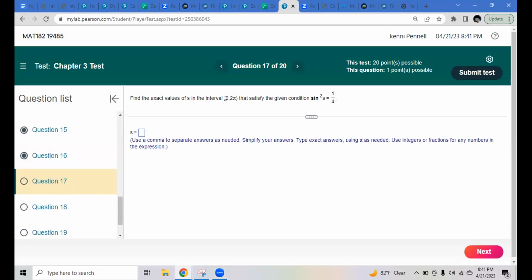Does it matter that it has the bracket on the left instead of the parentheses? It does not. They're just trying to say you include 0, but not 2 pi. Okay, so I can just ignore that? You don't have to think too hard about it, at least for these problems.